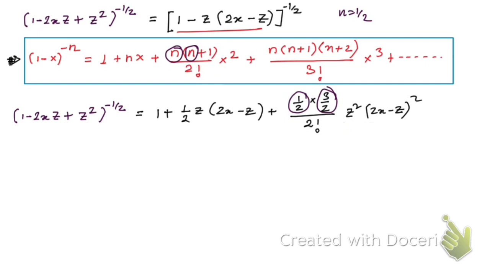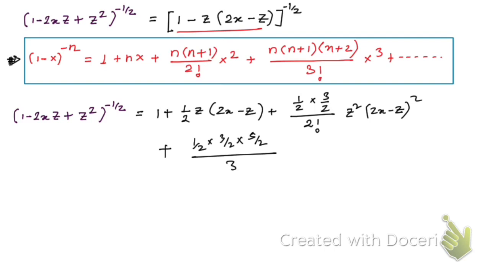Similarly, the next term we're going to have is half. If you put n is equal to half here, then that's going to be 3 by 2, into, if you put half here, half plus 2 is going to be 5 by 2, right, divided by this time factorial 3. Then x cube means here z cube into twice x minus z whole cube.